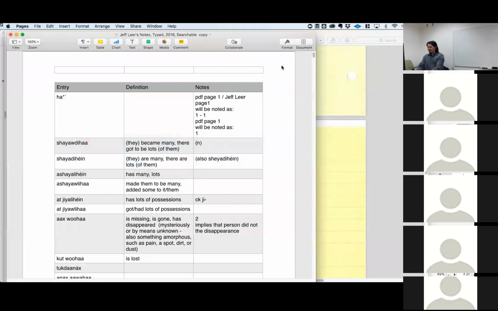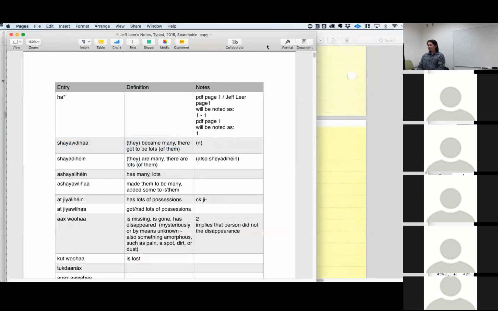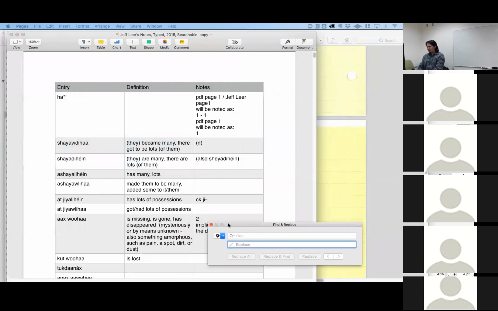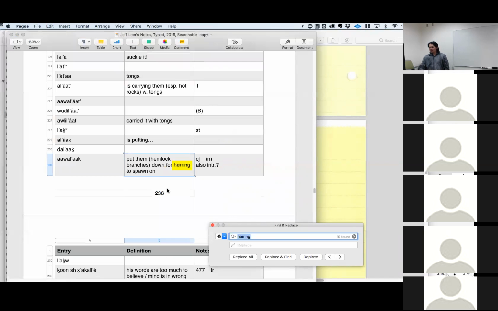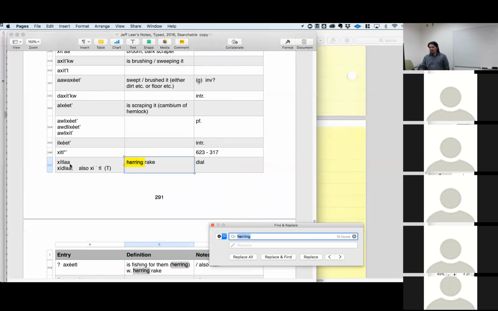And I'll put this up there because then you could do an internet search, you could do a document search here. Let's see, what if there's something about herring in here? Is there anything about herring in his verb notes? And so is soaking them, herring eggs. And so you see a tea. And then, is there anything else? Oh, to put them down, awachak. And then a herring rake, hitla.